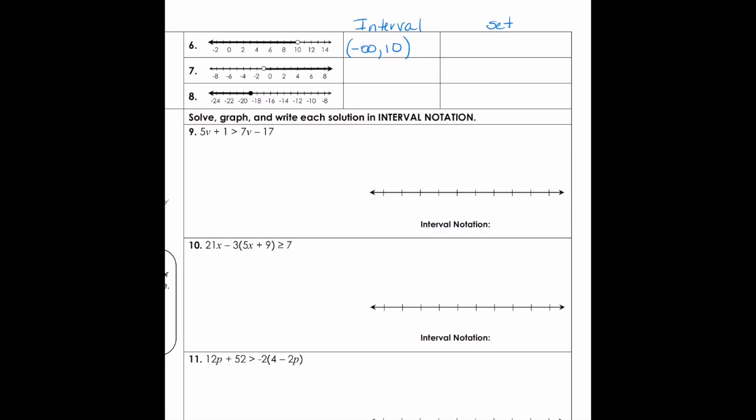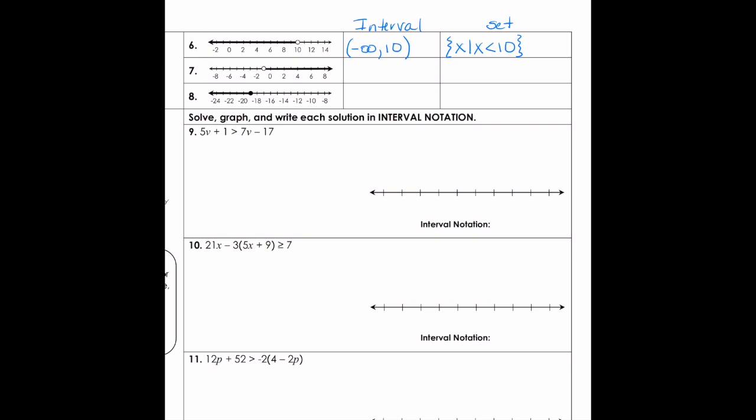All right, set notation is going to start with x such that x. All right, since my graph is going to the left, that's a picture of the numbers that are less than. It's an open dot, so I don't need the equals to. And the number is 10.